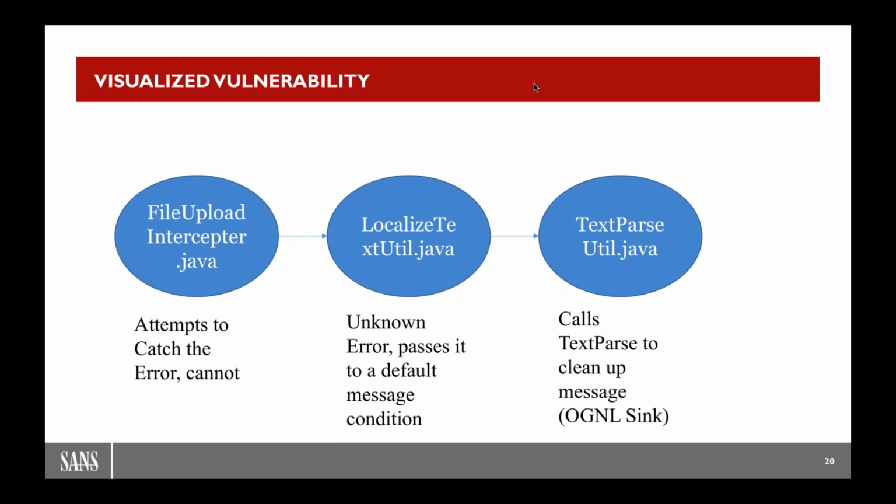There's actually something called the FileUploadInterceptor.java file. And it doesn't understand what's being uploaded, so it tries to handle the error. But it can't. So it passes this unknown error to this other file, or this other function, LocalizedTextUtil.java, which in turn says, I don't even know how to handle this error. So I'm going to take it to a default error, default message condition. And it sends that to another Java file called TextParseUtil.java. TextParse tries to clean up the message. And when it tries to clean up that message, this is your OGNL sink. So this is what caused the actual vulnerability to occur.